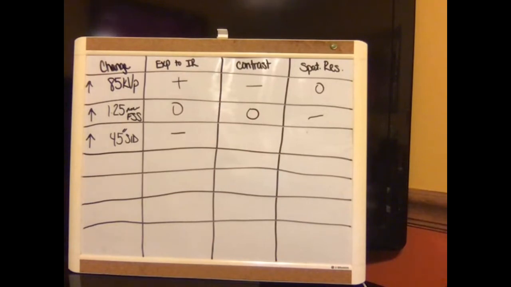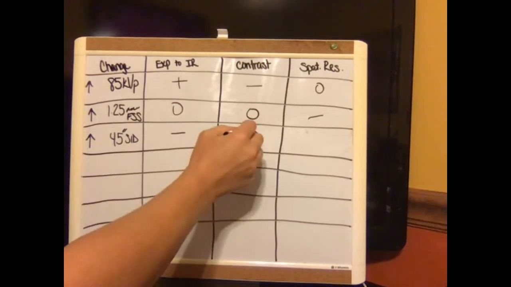The contrast. Changing your distance changes the number of photons that reach the image receptor, but does it change the mix of the energies? No, it does not. No change to contrast when you change your SID.